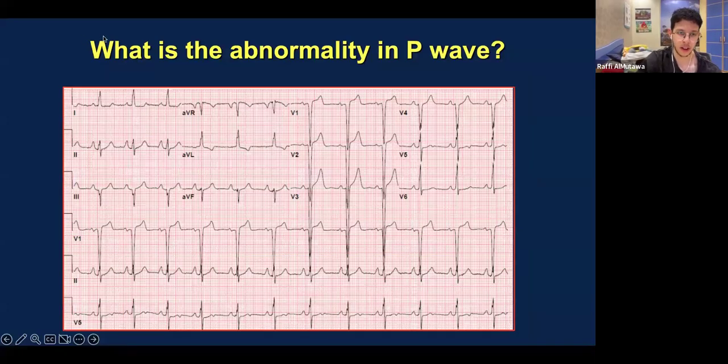Now, what about here? What do you guys see? Tall P waves in lead 2. Yes, the P wave is tall, bigger than 2.5 small boxes. Now we look at V1. Do you guys notice anything about V1?